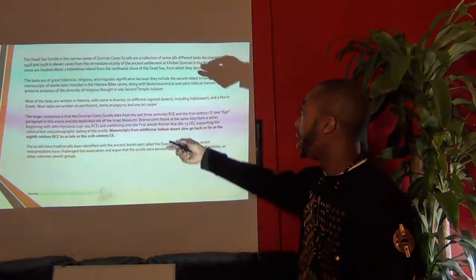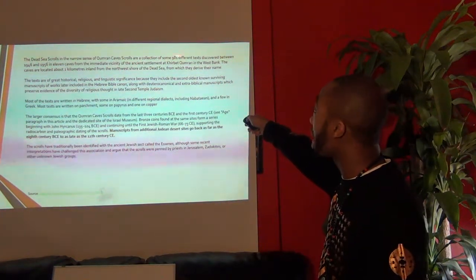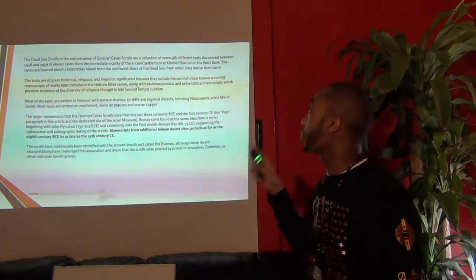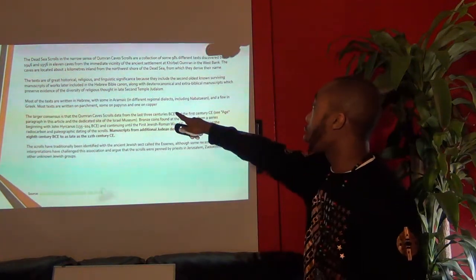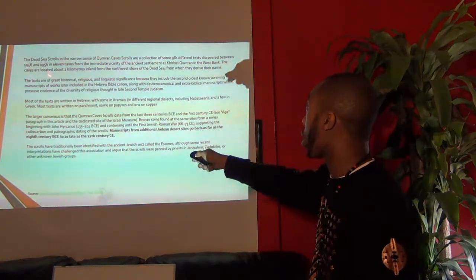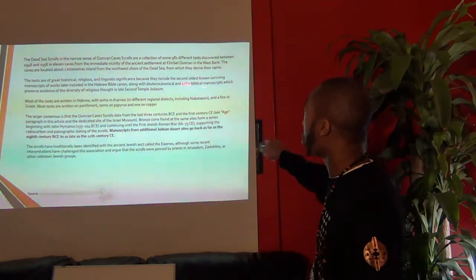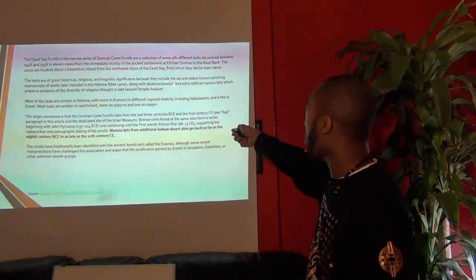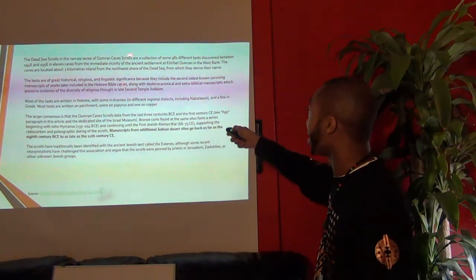So what are the Dead Sea Scrolls? The Dead Sea Scrolls, in a narrow sense the Qumran cave scrolls, are a collection of some 981 different texts discovered between 1946 and 1956 in 11 caves in the immediate vicinity of the ancient settlement of Khirbet Qumran in the West Bank. The caves are located about 2 kilometers inland from the northwest shore of the Dead Sea, from which they derive their name. The texts are of great historical and religious significance because they include the second oldest known surviving manuscripts of works later included in the Hebrew biblical canon, along with deuterocanonical and extra-biblical manuscripts which preserve evidence of the diversity of religious thought in Second Temple Judaism.